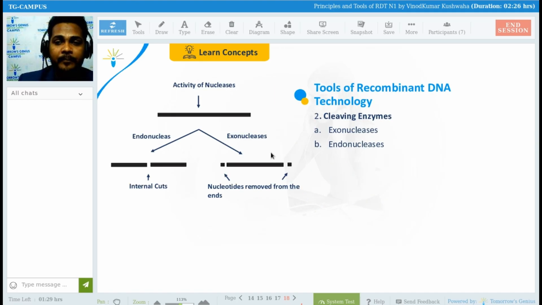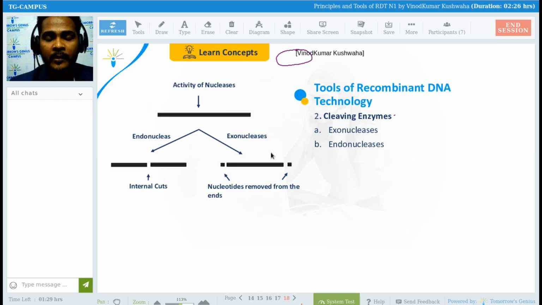Now the next enzyme is called the cleaving enzymes. What are cleaving enzymes? Cleaving enzymes are used to break the DNA molecule. Now see the first step. What is the first step? I used lysine to isolate the bacterial DNA. Now this bacterial DNA is a thread-like structure, right? I isolated the bacterial DNA, but it is a thread-like structure like this.